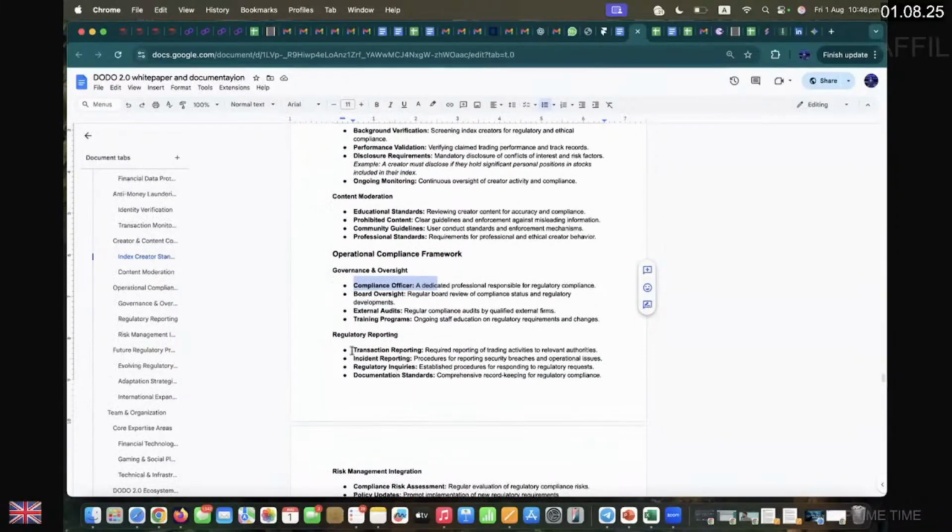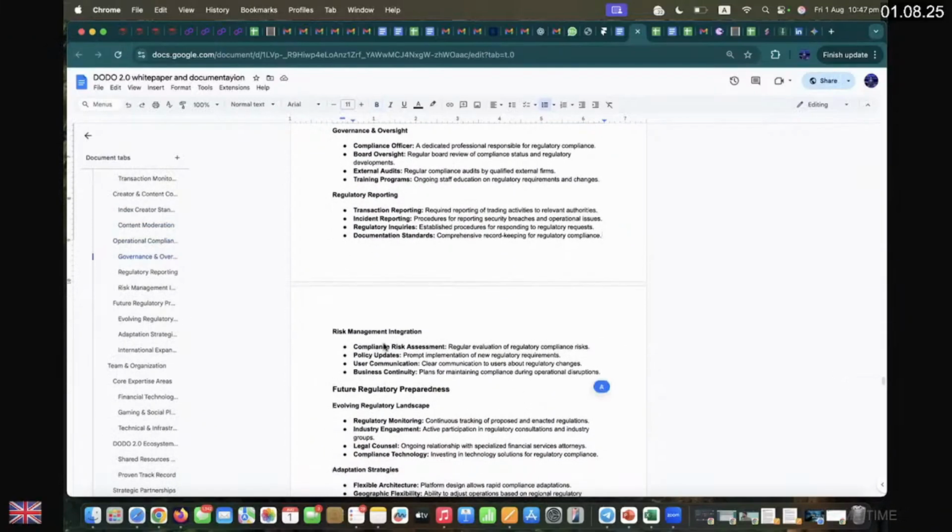Regulatory reporting. Transaction reporting: required reporting of trading activities to relevant authorities. Incident reporting: procedures for reporting security breaches and technical and operational issues. Regulatory inquiries: established procedures for responding to regulatory requests. Documentation standards: comprehensive record keeping for regulatory compliance.